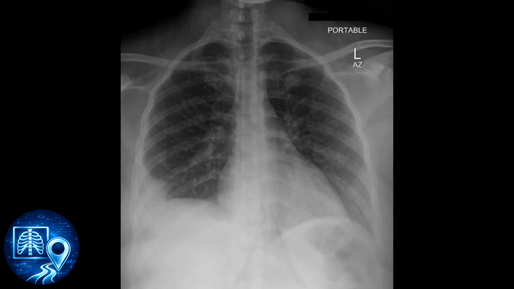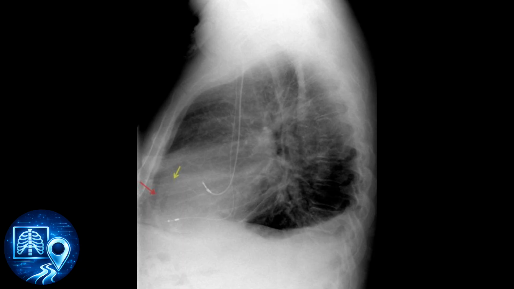Next, Hampton's hump. This is a peripheral wedge-shaped consolidation. It represents pulmonary infarction from a pulmonary embolism. In this case, it's seen in the right lower lobe with a small pleural effusion. Subtle, but an important clue to PE.